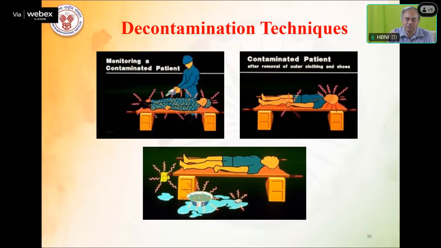Okay. So if any contaminated person is found, he has to be monitored. We have to check the activity level. But whoever is doing that has to be fully protected. He has to wear all the personal protective equipment. Then, using the instruments, we can check the radioactivity. Then his external clothing should be completely removed. By removing external clothing, a substantial amount of radioactivity is removed.